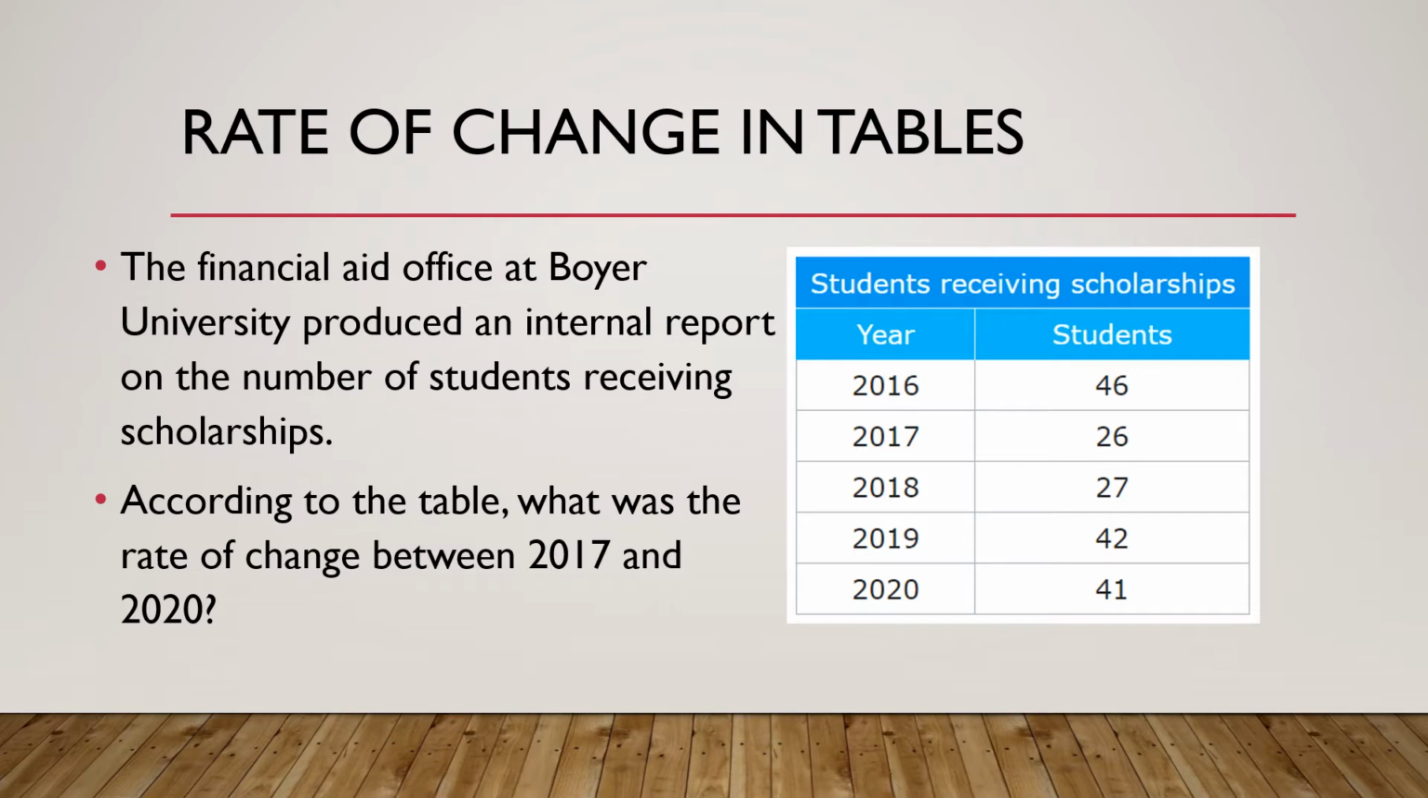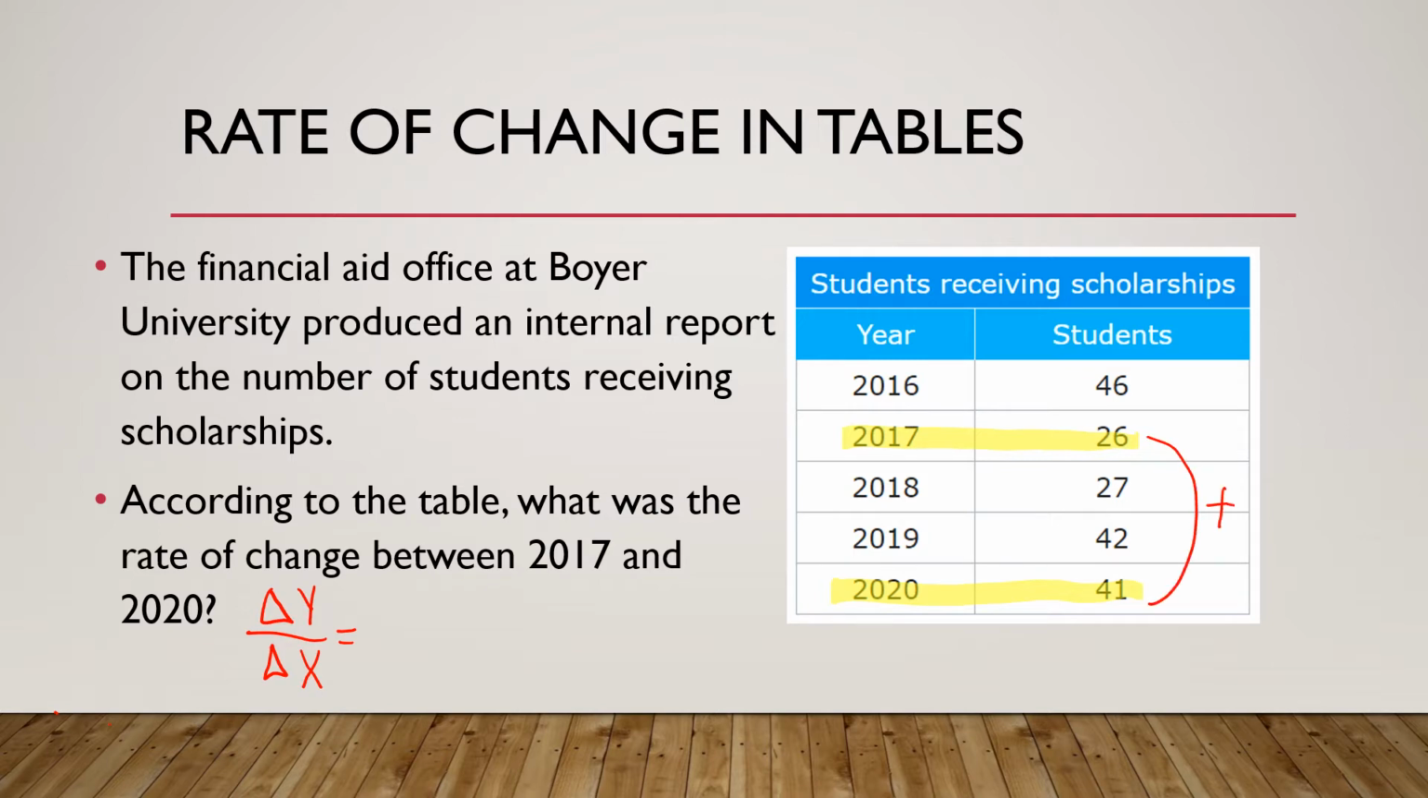So let's look at this table. It says the Financial Aid Office at Boyer University produced an internal report on the number of students receiving scholarships. According to the table, what was the rate of change between 2017 and 2020? So we're looking at 2017 and 2020. So as discussed before, we still solve by doing the change in our y values over the change in our x values. Okay, so looking at our y values, it went from 26 to 41.